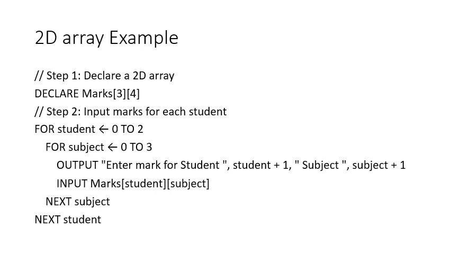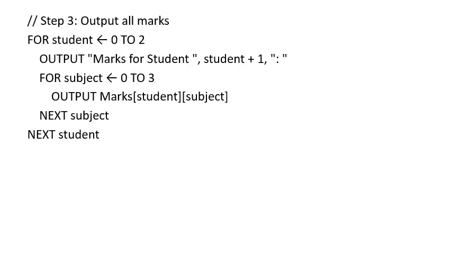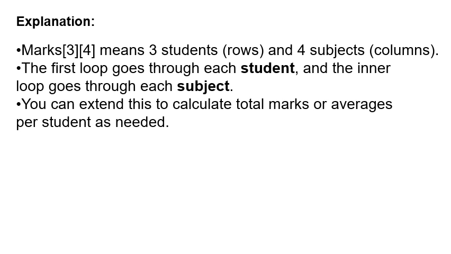So this is declare two-dimension array marks 3 by 4 array for 0 to 2 and 0 to 3. 0 to 2, there are 0, 1 and 2, 3 students, and 0 to 3 means 4 subjects. Marks means 3 student rows and 4 subject columns.